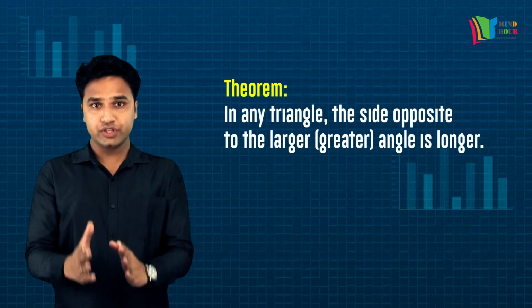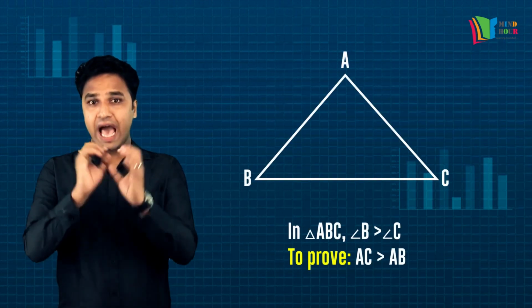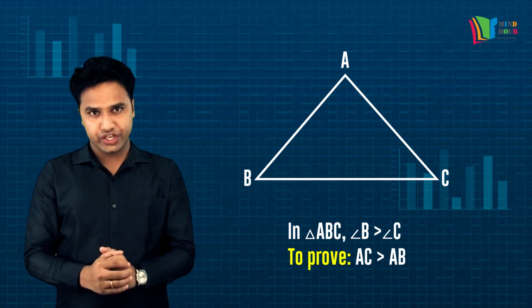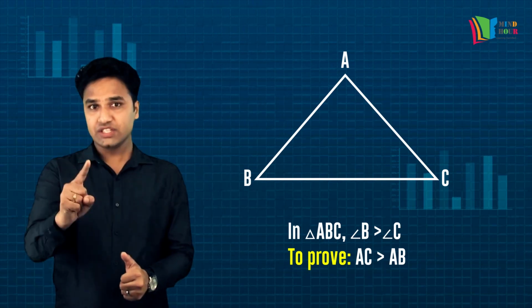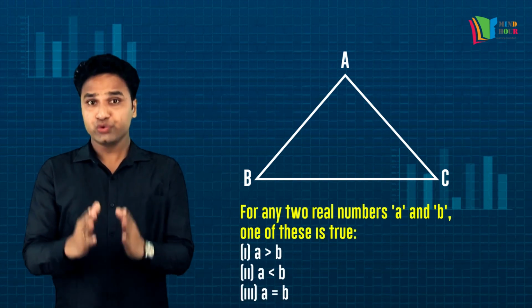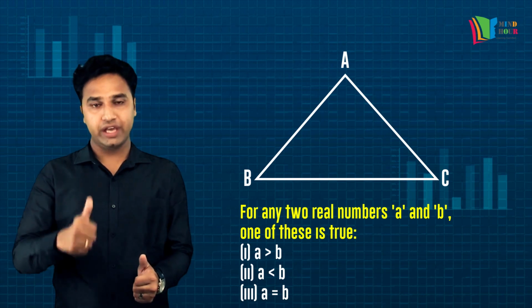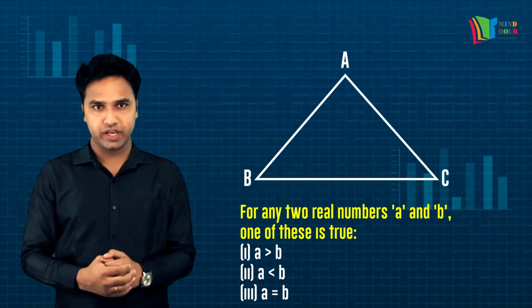It is important to remember that the converse of this theorem is also true. In triangle ABC, angle B is greater than angle C. We need to prove AC is greater than AB. We know that for two real numbers A and B, either A is less than B, A is greater than B, or A is equal to B.